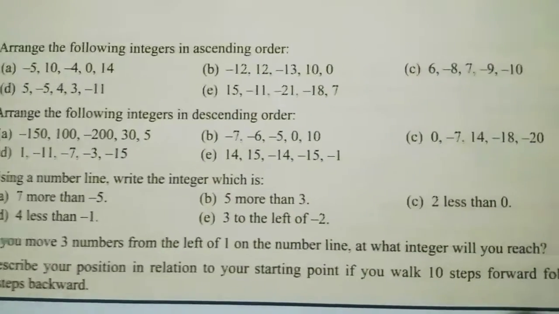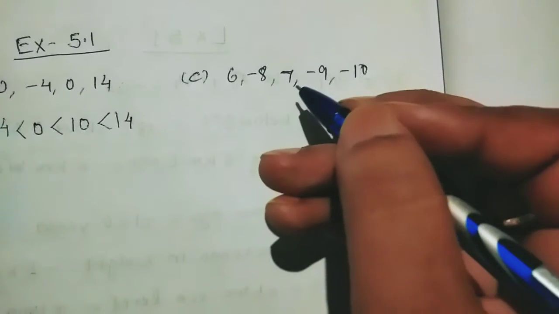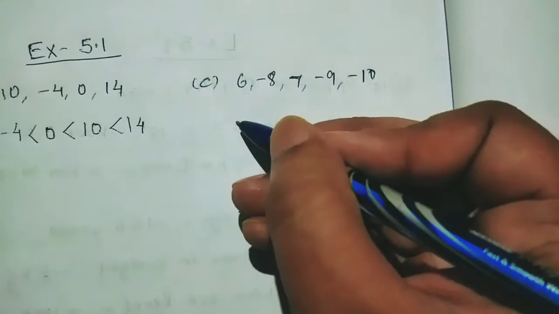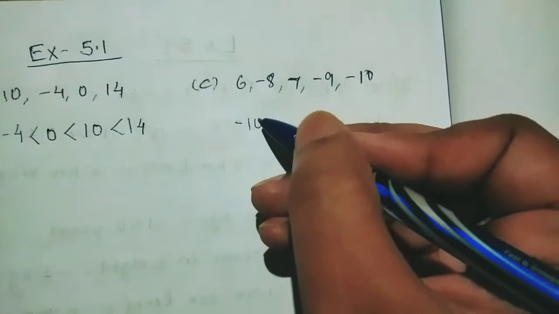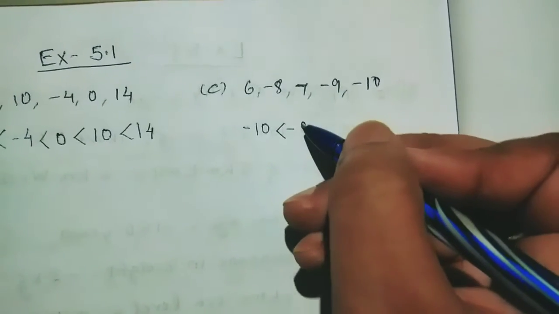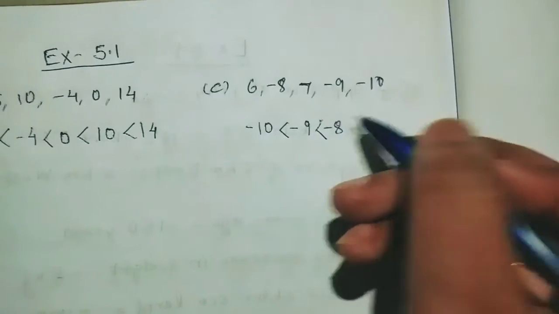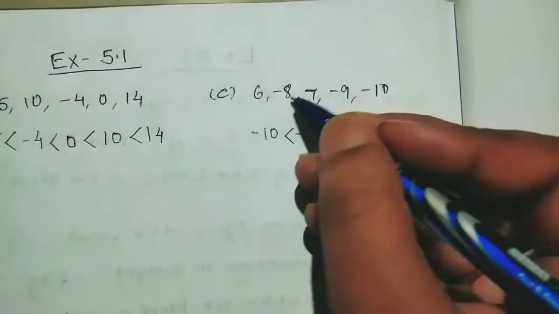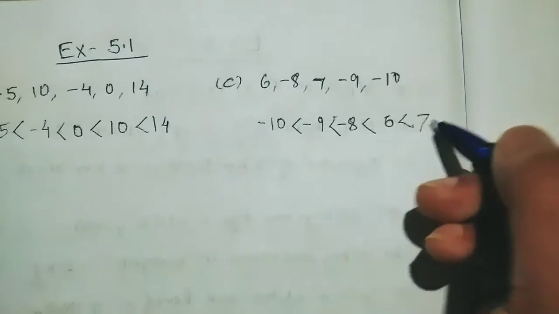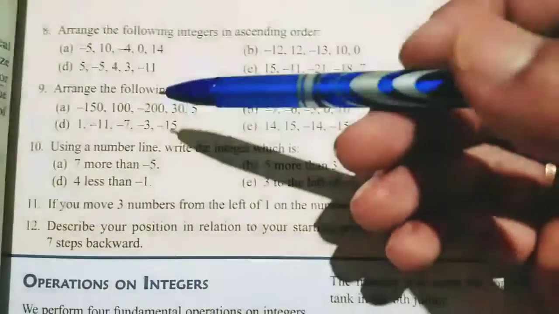Now C number, let's do it here. Here 6, minus 8, 7, minus 9 and minus 10. So which is the smallest one? The smallest integer is what? Minus 10. Then this sign. Then which one? Minus 9. Then minus 8. Then 6. Then 7. 7 is the greatest one. Understood? In this way.